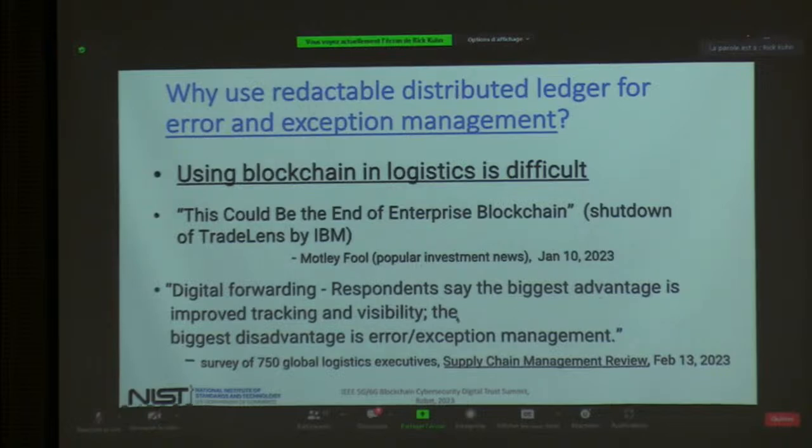So this is another very recent article referring to a survey of 750 logistics executives. This is more than just distributed ledger, but in general digitalization, they're referring to the problems that occur with exception handling. So that's one issue, but the biggest issue for retractable distributed ledger is for privacy applications.